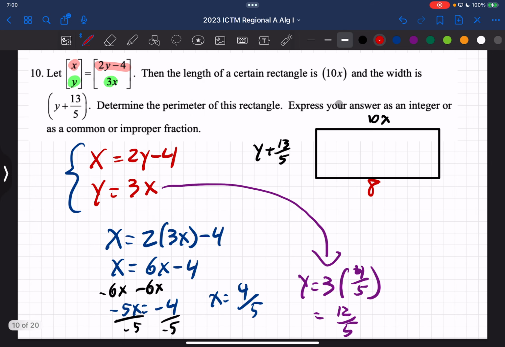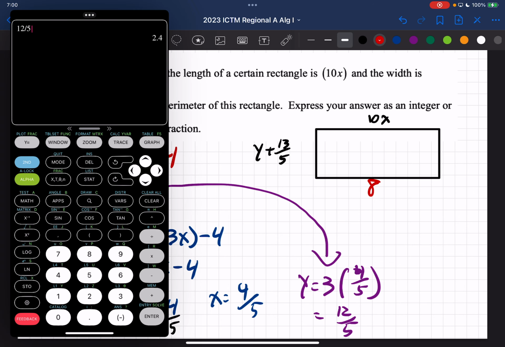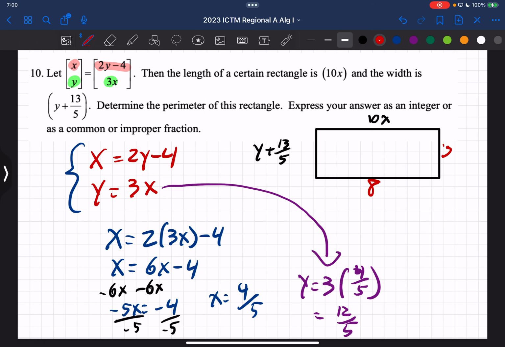Then we have to take the width. We have to take 12/5 plus 13/5. So 12 over 5 plus 13 over 5 is 5. So we want the perimeter. So if this side is 8, then the other side is 8. If one width is 5, the other side is also 5. So that means that our total perimeter is 16 plus 10, which is 26.